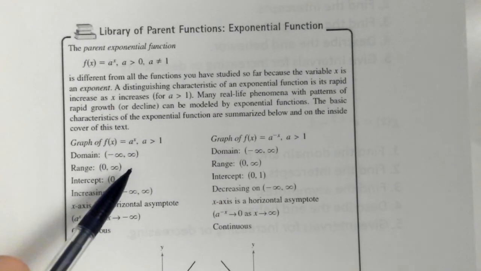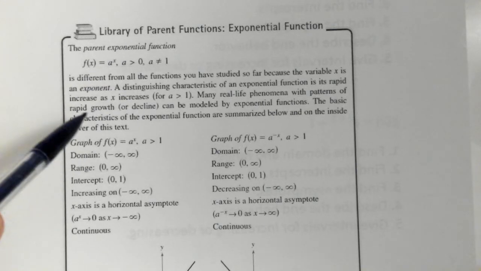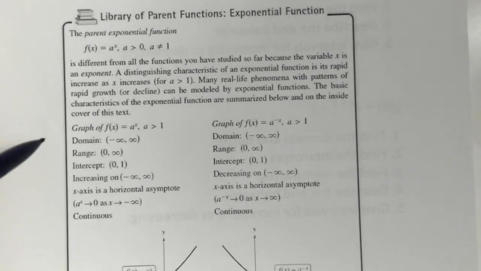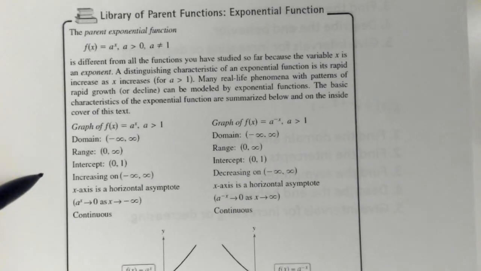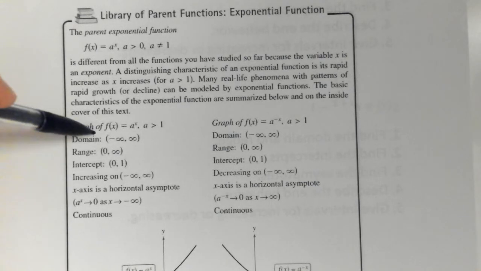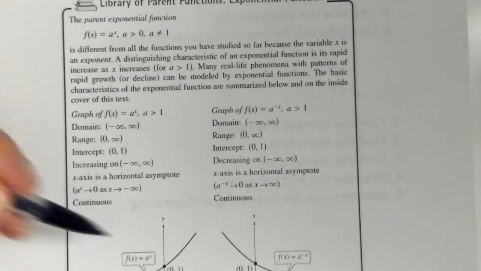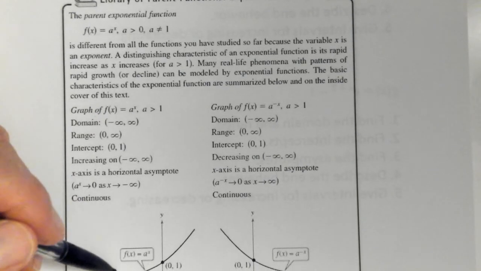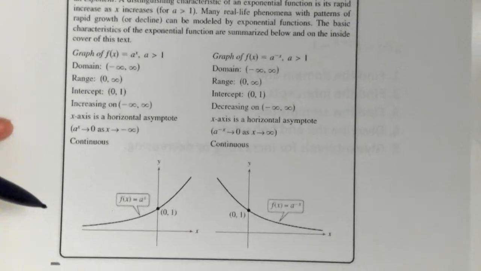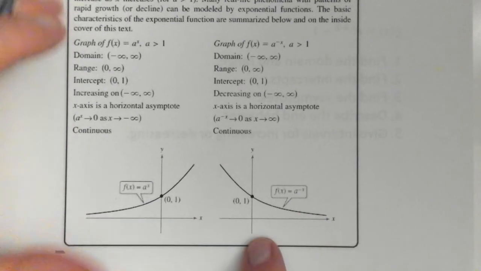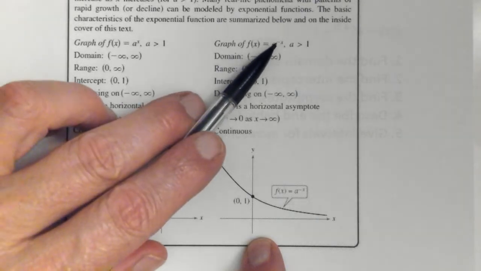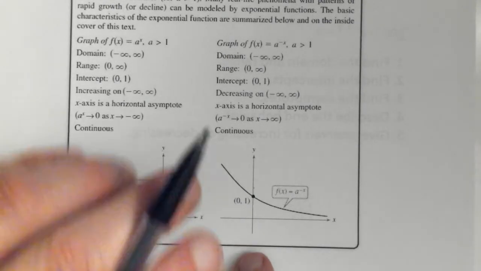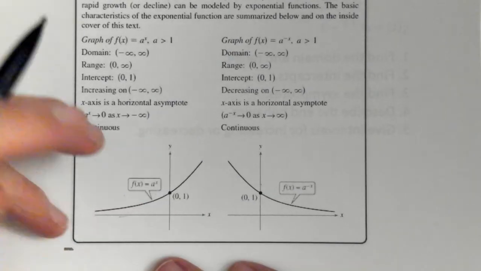All right, and so it has a little bit different characteristics than many of the functions that we've studied so far. Okay, and so the graph of f of x, a to the x power, the exponential function, is graphed here below, and so we can kind of see the graph of this one. And next to it, we have the graph of f of x equals a to the negative x power. And so we can see that it just kind of flips the function around.